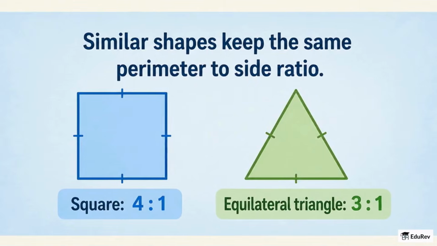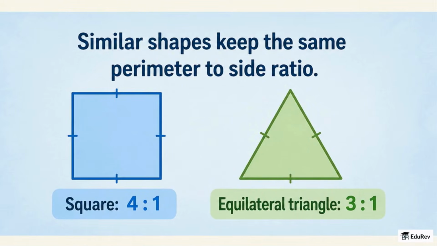A useful idea. For similar shapes, the ratio of perimeter to a characteristic length stays the same. For example, squares have ratio 4 by 1 and equilateral triangles have ratio 3 by 1.